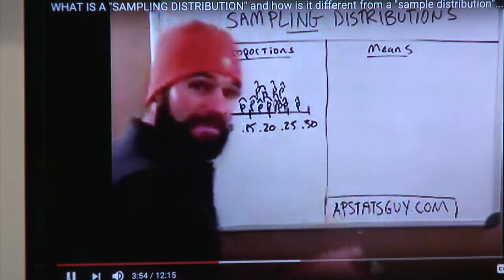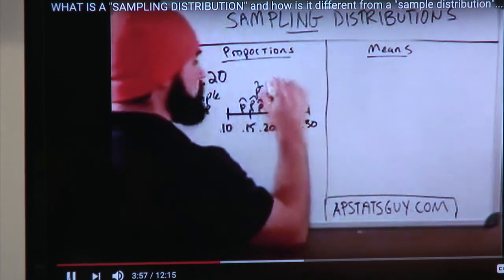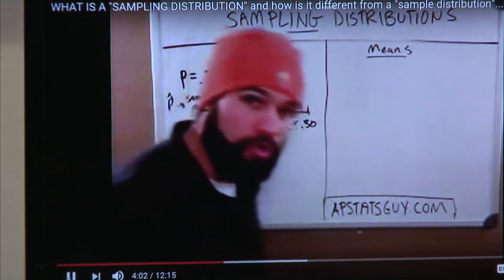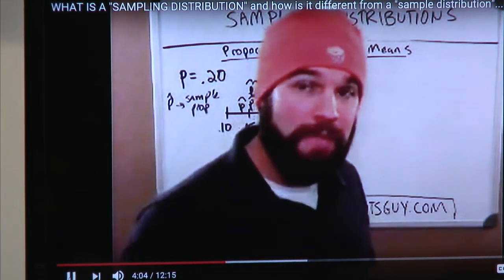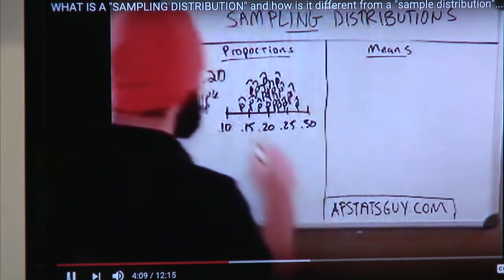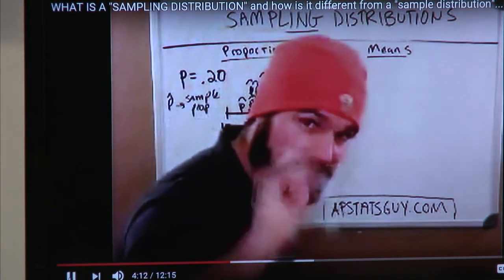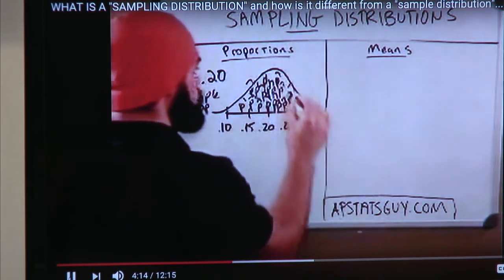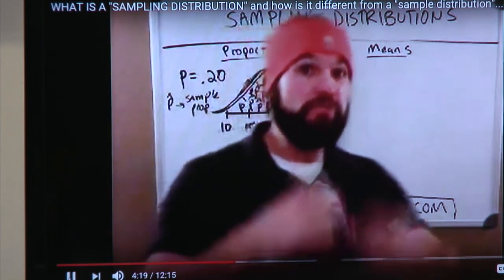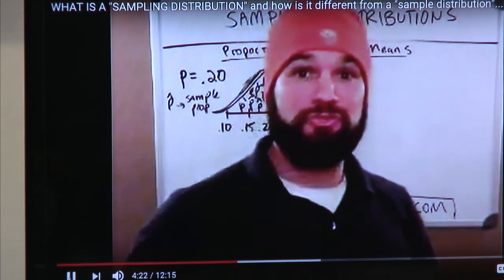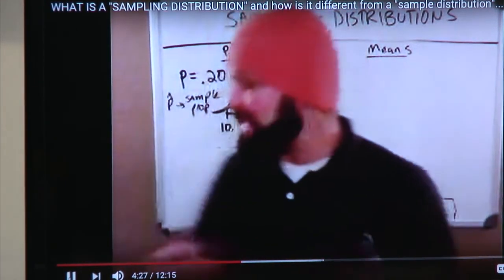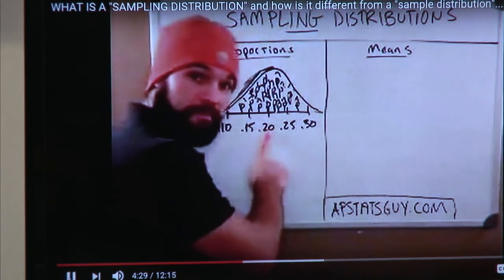But notice, if I keep doing this over and over and take another sample, what shape do you notice? Most of my p-hats are pretty close to the true p. As a matter of fact, if I keep doing this infinitely, I end up getting something that looks like this. I think you've seen this before. Something that's not perfect, but ends up being normalish, symmetric, centered at the true p. It's amazing. If I take a p-hat, another p-hat, another p-hat, many of them are really close to the true p.